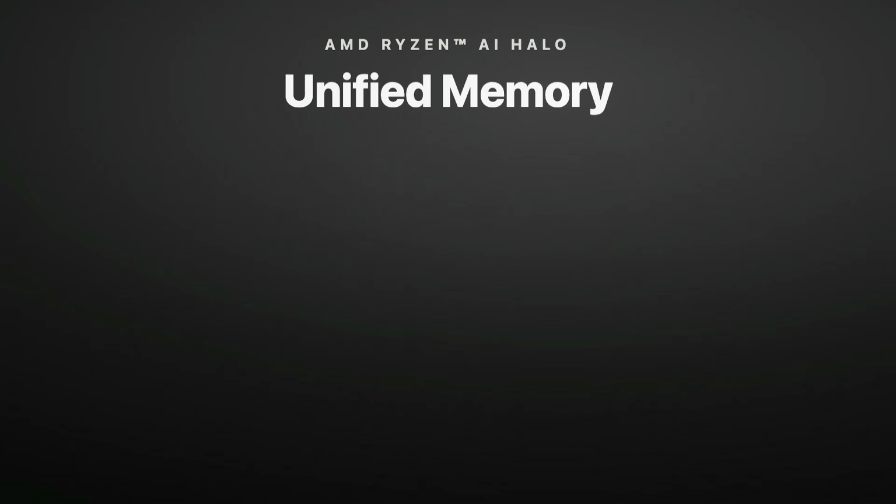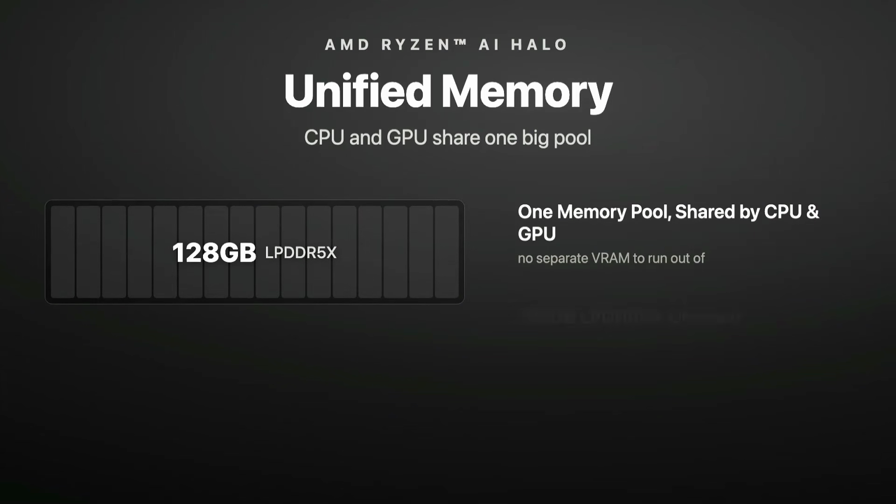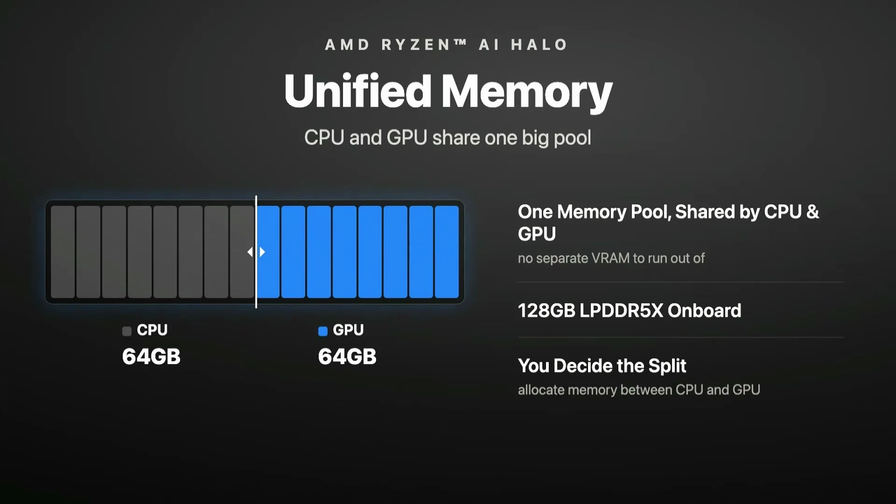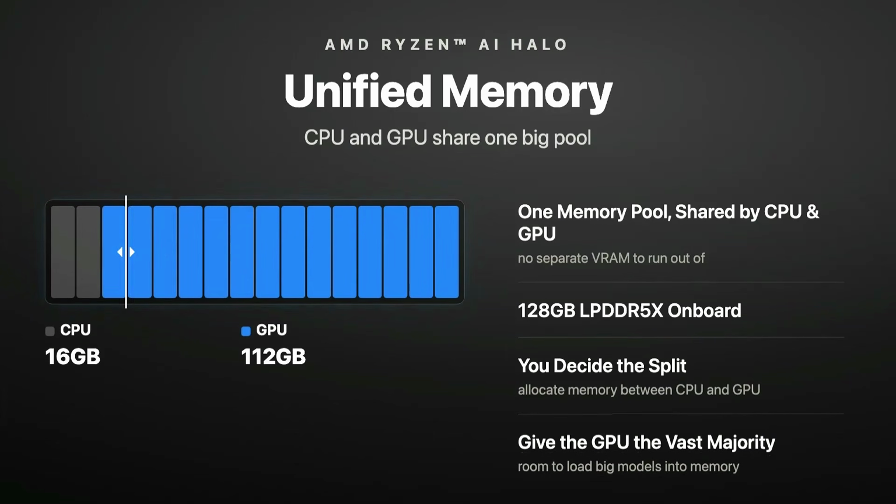Now, what the Ryzen AI Halo does instead is it uses unified memory. So the CPU and GPU share one big pool of memory, and it's got 128 gigs of LPDDR5X in here. And the cool thing is, it's up to you to allocate how much you want to give to the CPU to be able to use and how much you want to give to the GPU to be able to use. And because a lot of the applications we're going to be running don't require that much system RAM, you're going to see that you can allocate the vast majority of that RAM to the GPU where you can use it to load models.